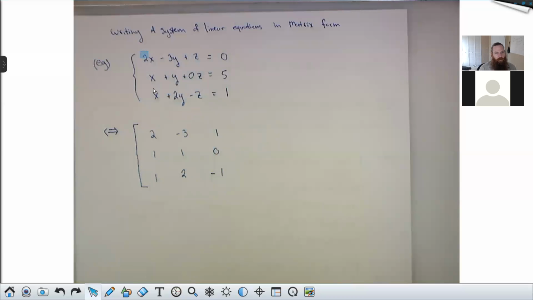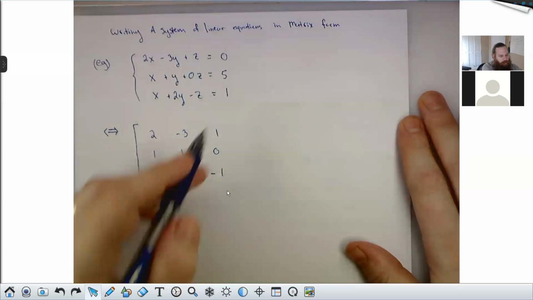If you look at this first column, the numbers in front of x, the coefficients are 2, 1, 1. And if you look at the first column here, the entries are 2, 1, 1. If you look at the middle column, the coefficients are -3, 1, 2. And if you look at the middle column here, that's -3, 1, 2. And the same is true of the last column, 1, 0, -1. So this on its own is called the coefficient matrix.